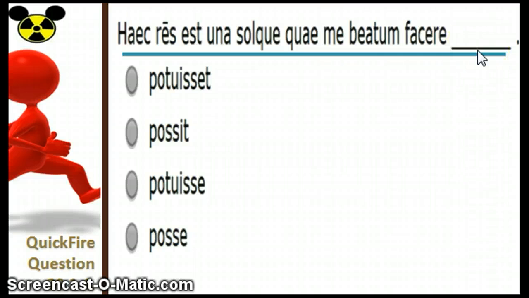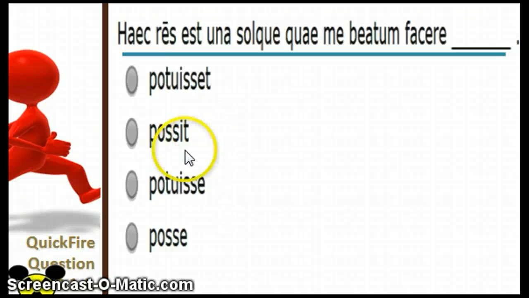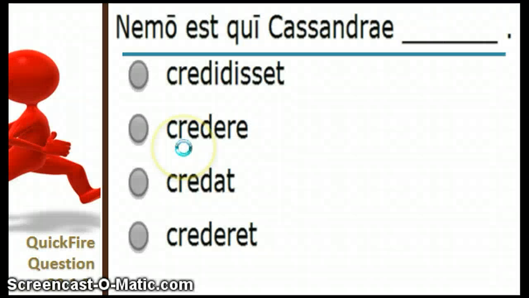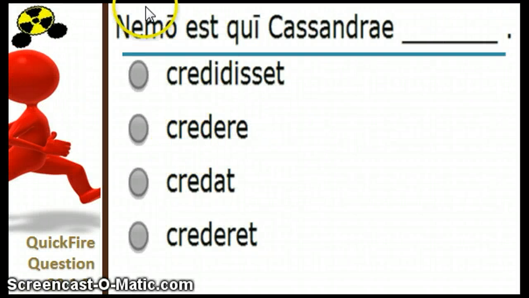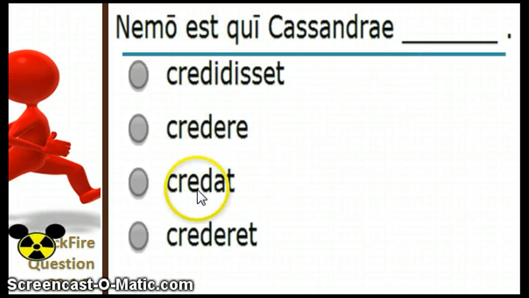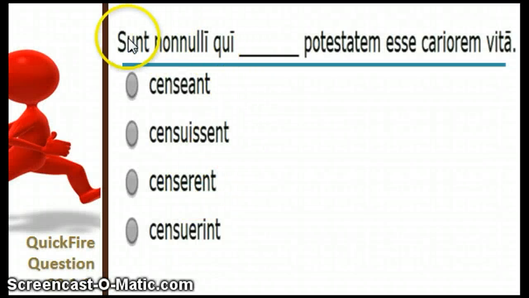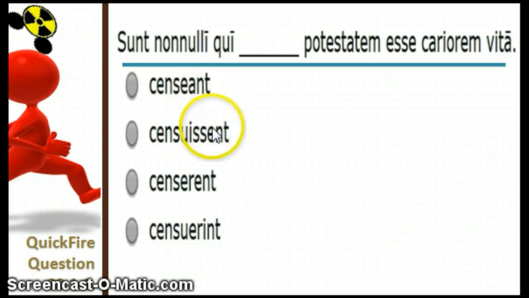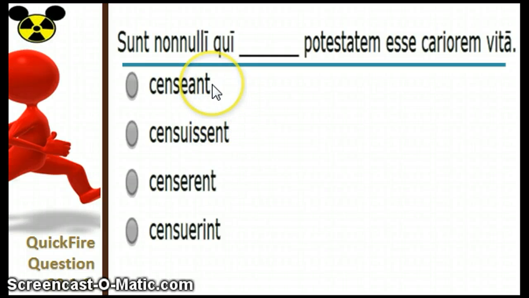So we have a complement clause, and we have a subjunctive, and it would be possessive. No, there is no one who would believe Cassandra takes the subjunctive with proper sequence of tense to that. There are a few who present tense consent.